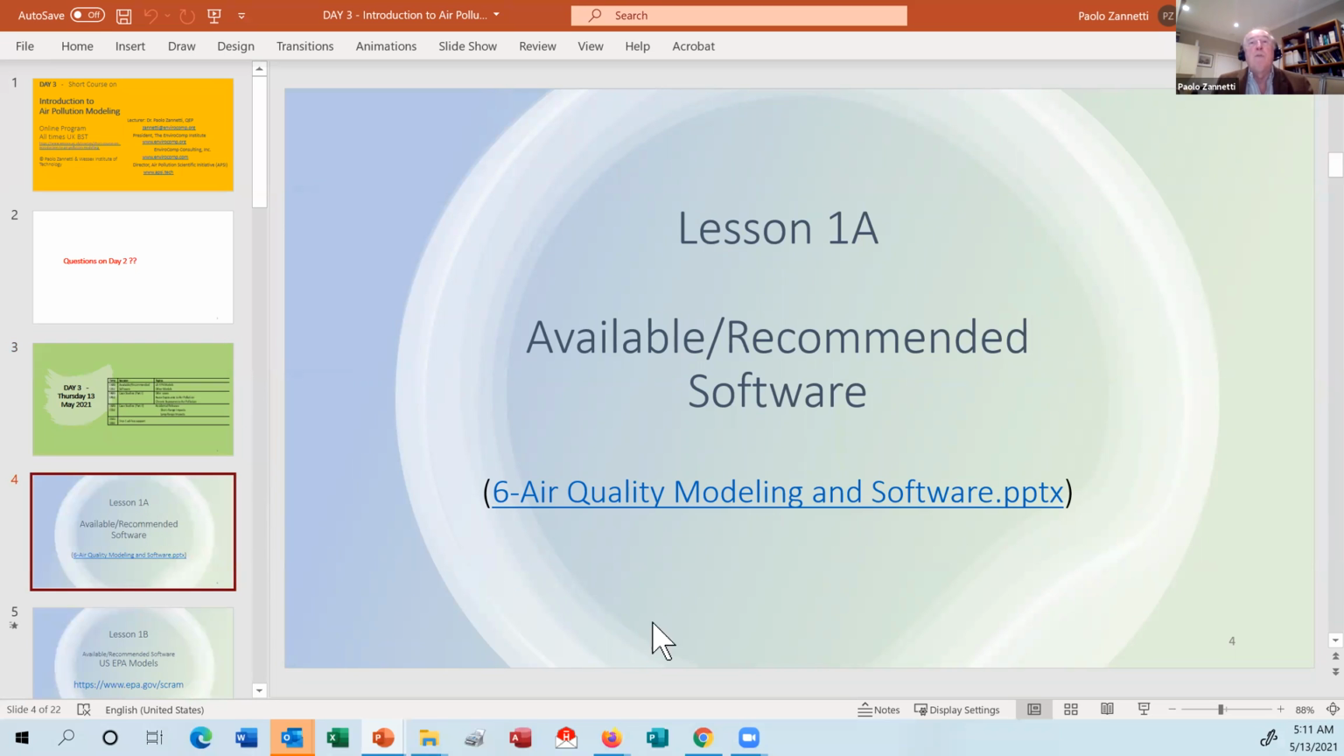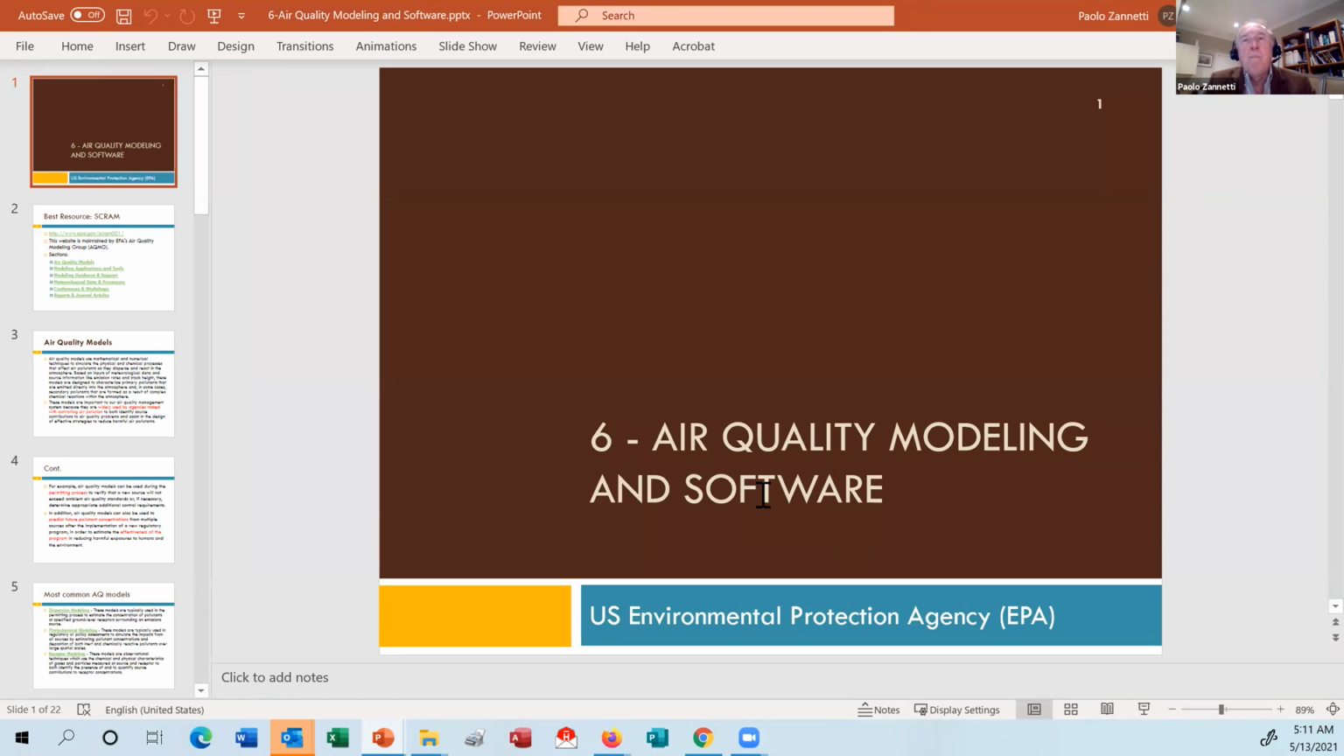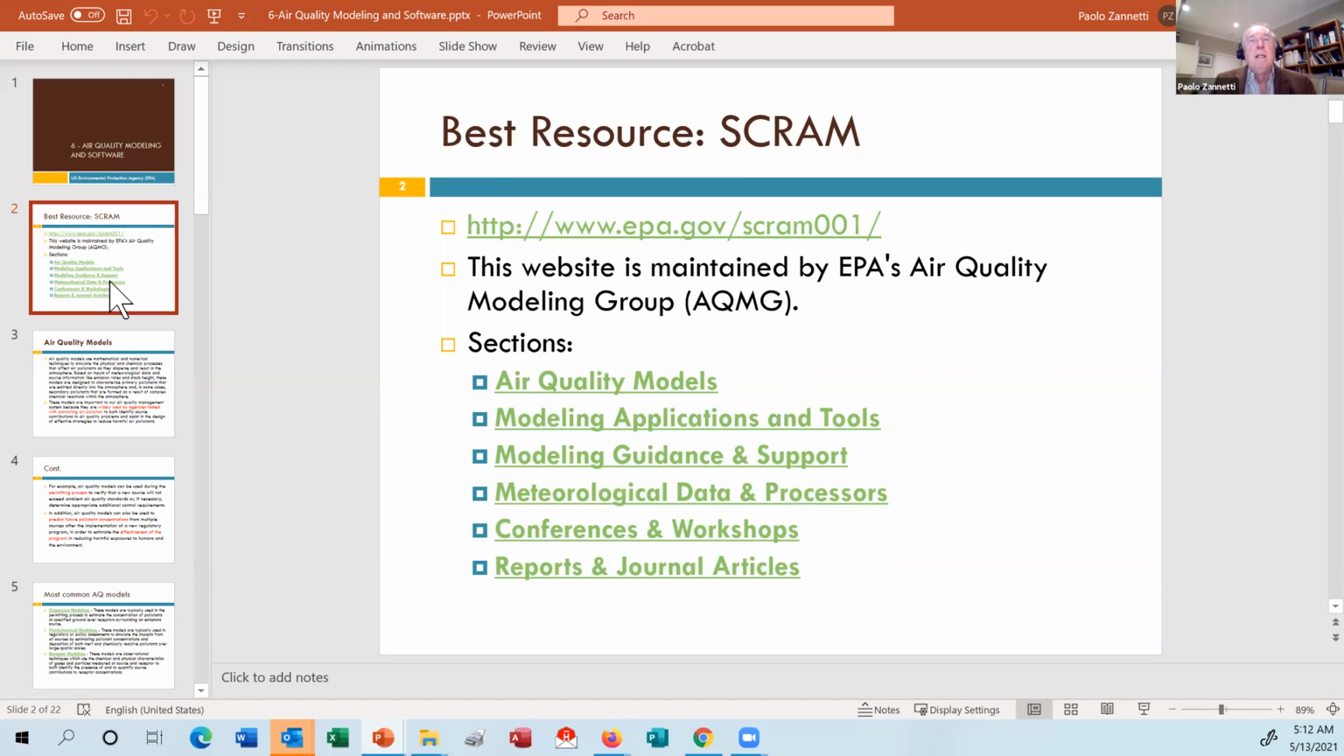Available recommended software. I have a summary here that I prepared a couple of years ago, I believe, and all the pointers should still be active and correct. Probably the only change is that AERMOD is now preferred and CALPUFF is an alternative model. CALPUFF used to be a preferred model by the EPA. Now it's still accepted and recommended, but not preferred anymore. I don't know why the EPA made this decision. I don't agree, but that's the way it is.